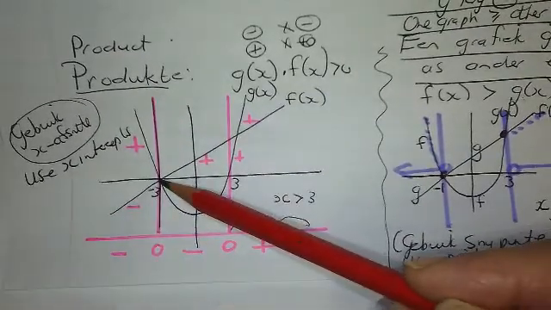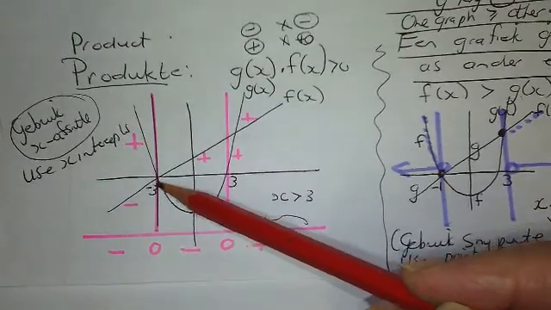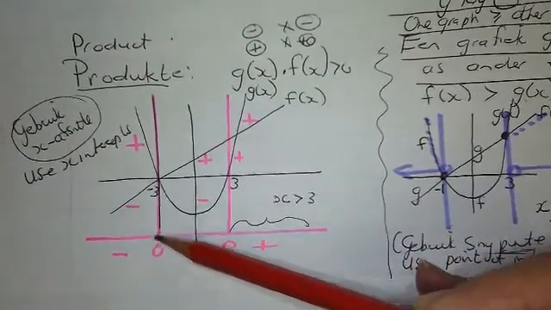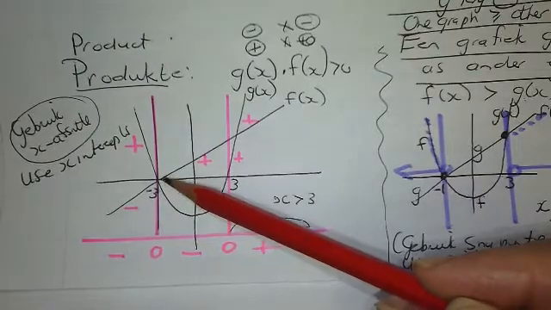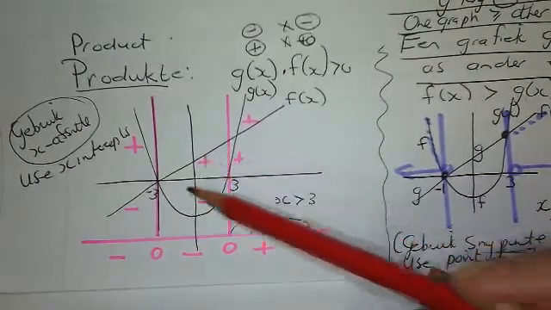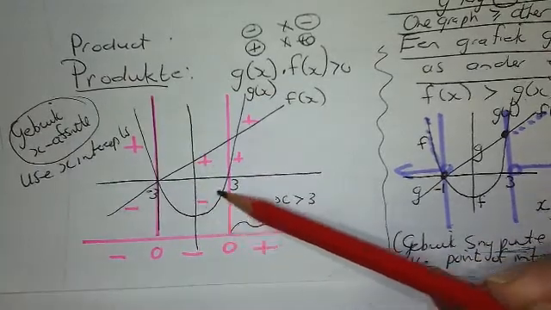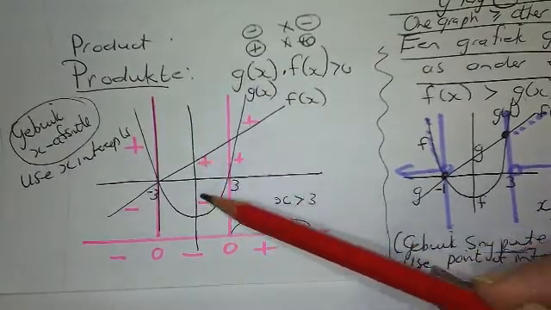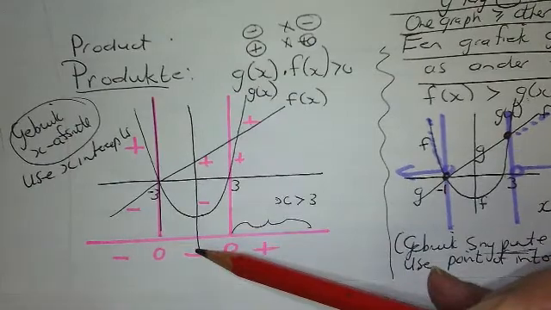X-intercept is 0, so the sign is 0, so that stays 0 there. If you look at the value here, that straight line, it's above, so it's positive. Parabola, it's below, so it's negative. If you multiply those two, you get a negative answer.